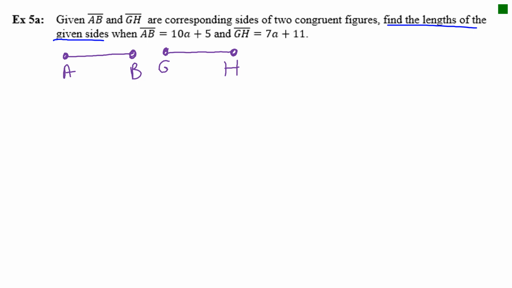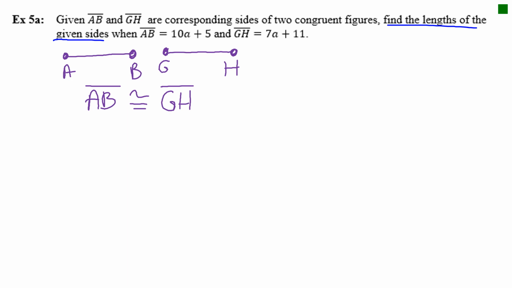And we know that AB and GH are corresponding, which means, let's say, for example, if we're looking at a triangle, AB would be the base, and so would GH, which tells me that they must be congruent to each other. So I can say AB is congruent to GH. Now, we want to find the length of AB and GH.